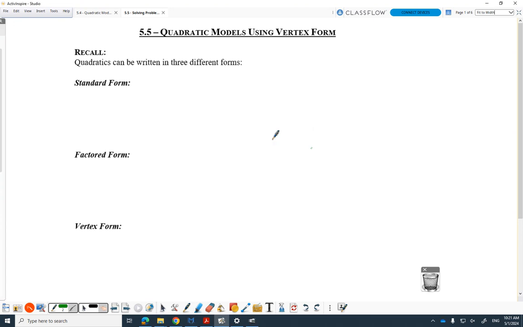Okay, quadratic models using vertex form. Hopefully, the main ideas are starting to get clearer now. When we first started quadratics, it was like, well, how are we going to do this? What are we going to do about that? And then hopefully some of those pieces are coming together for you.